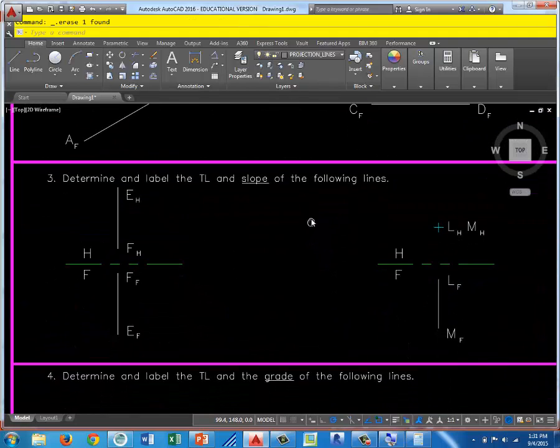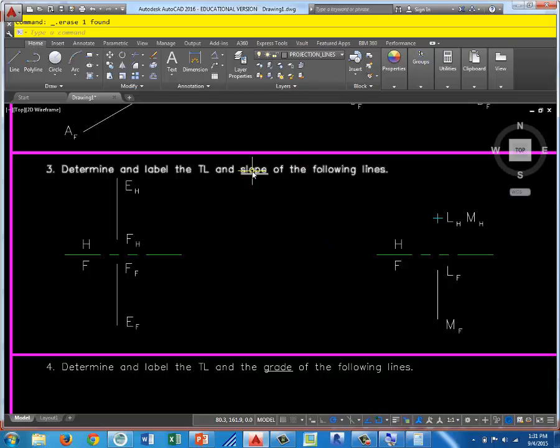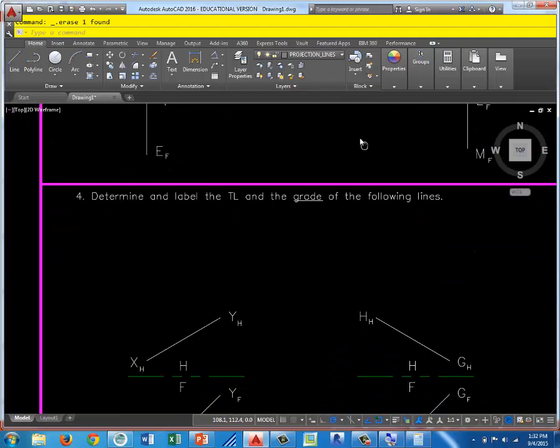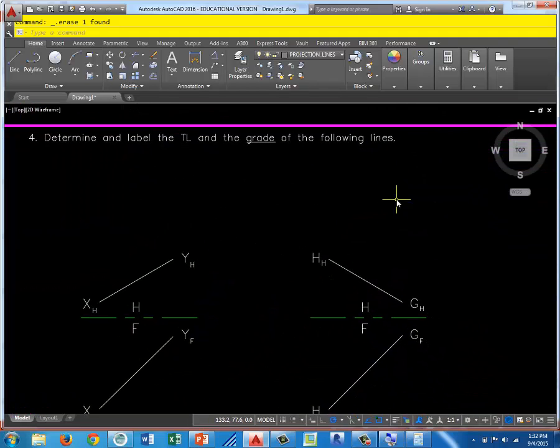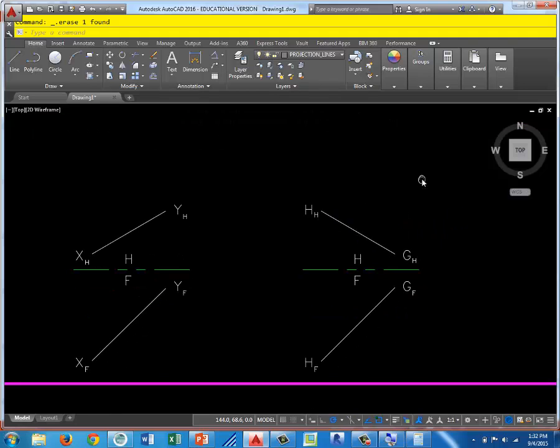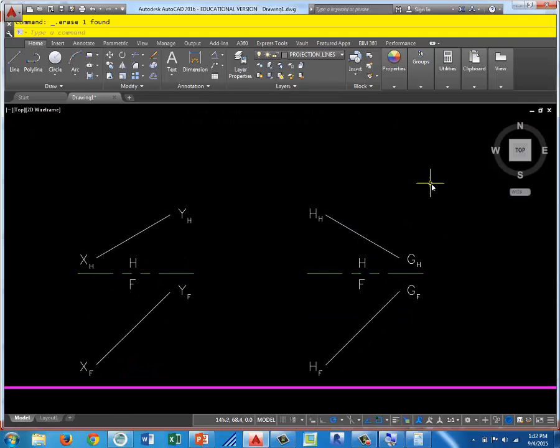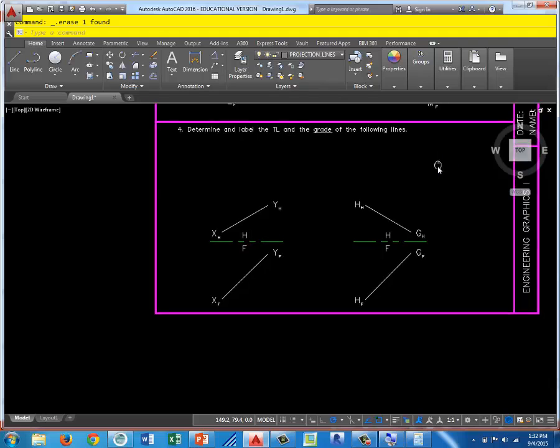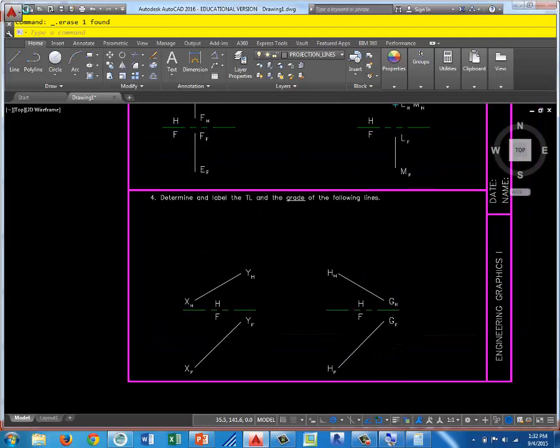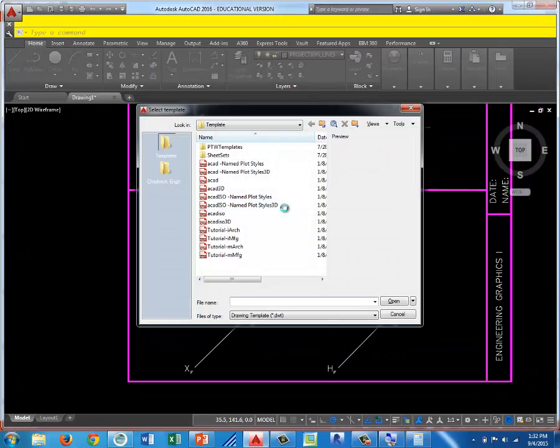So then the next 2, I ask for the slope. And again, if you're asked for the slope, that's rise over run as a decimal. And then the last 2 here, the slope is a grade. As you can see, they're both oblique lines, so you're going to be constructing some auxiliary elevation views to find your slope on those 2. So that's lines 7 with lines 8.